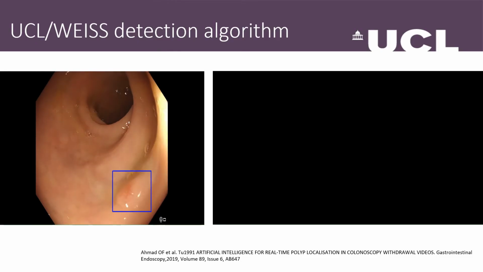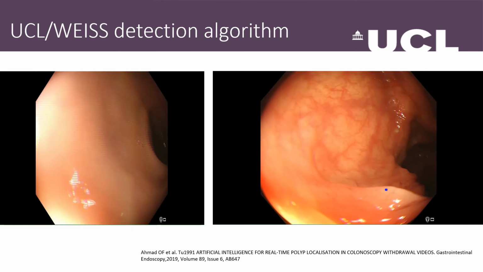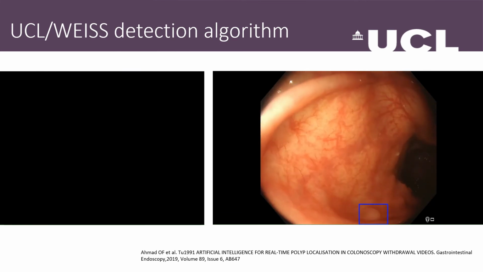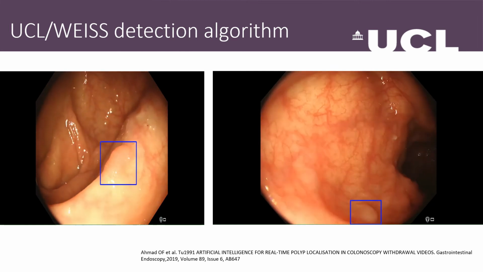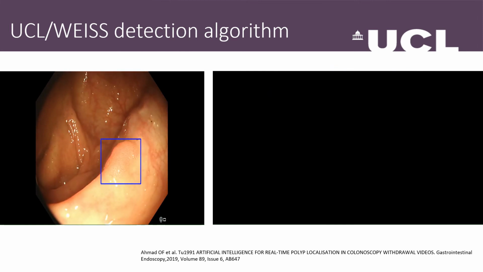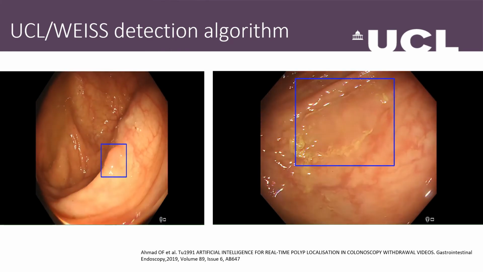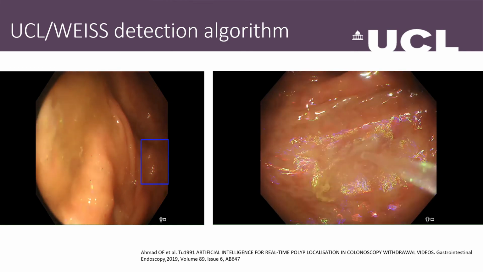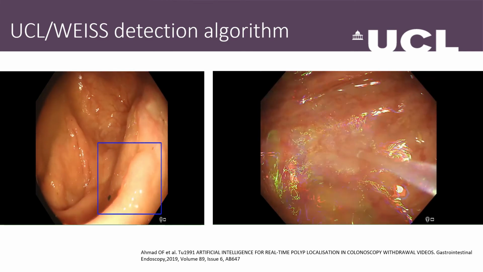Here is an example of what it looks like in real time. As you withdraw the scope and you're looking at the mucosa carefully, you'll see a blue box that goes round that area of mucosa. And it says, look, this is something which you need to look at and consider whether you need to biopsy it, whether you need to polypectomy it. And this is the type of work that we're beginning to see from our group.